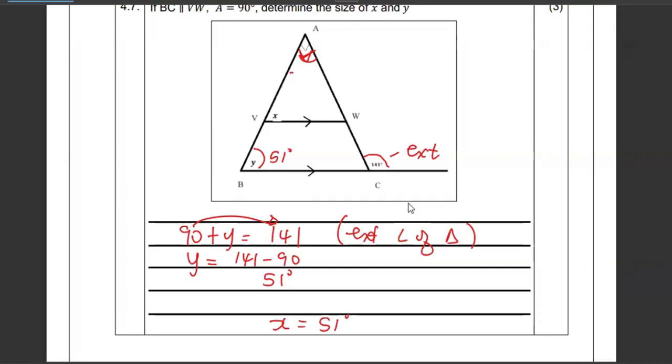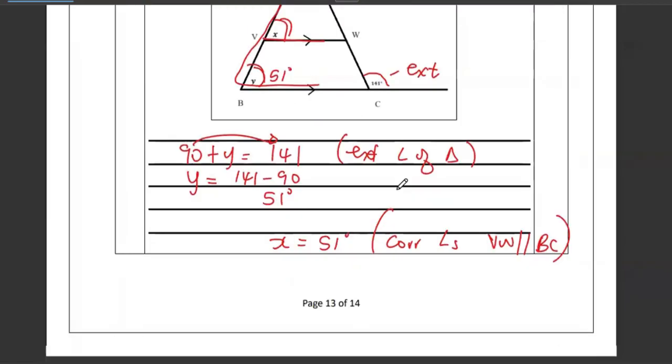Why? Because we have this F here. So these angles need to be corresponding. So corresponding angles, because VW is parallel to BC. Okay, so that is 4.7.